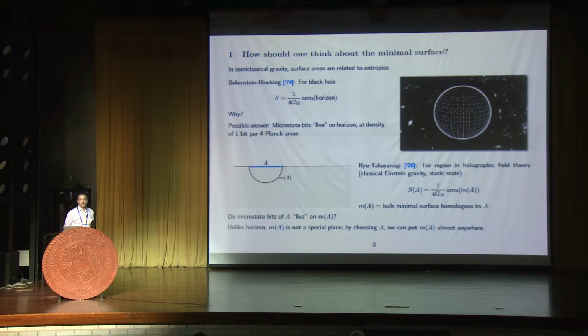And that actually creates problems if you want to believe in this sort of naive picture that the bits are located on the horizon, because whereas the horizon, you can certainly say a black hole is a very special kind of object and the horizon is a special place in the space-time. In Ryu-Takayanagi, the minimal surface, whose area tells you the entropy, is just some random place in the space-time.